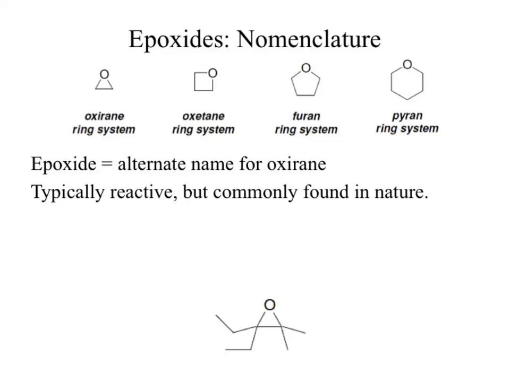Okay? So as we push to larger and larger rings, we'd stop looking at it, or we'd start looking at more and more as an ether instead of these fancy names for these. So you get a bunch of different names for the smaller ones. The epoxide is an alternate name for an oxyrane or a three-ring system, okay, including that oxygen in the middle. Okay? They're typically very reactive, but they are commonly found in nature.